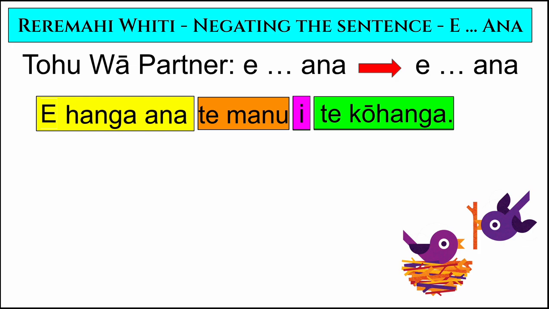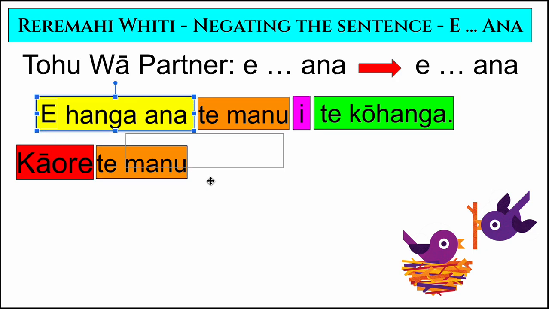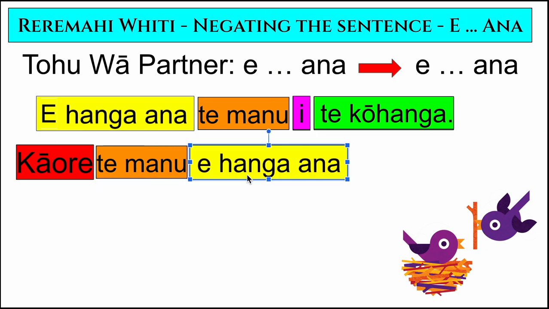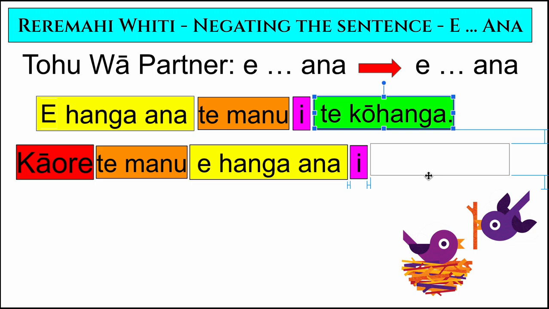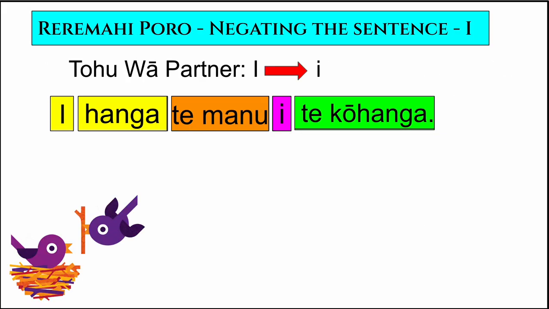Next we have our e ana tense marker. We follow the same structure as the Reremahi poro, kaore te manu e hanga ana, and then we add our pūhono and taunga at the end. Ka pai. Let's keep going.